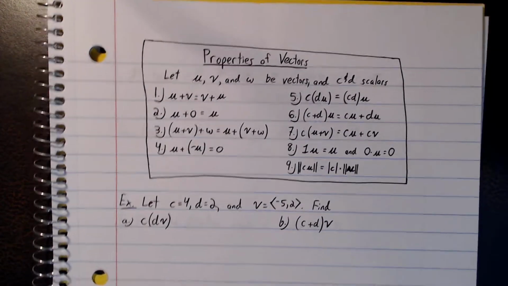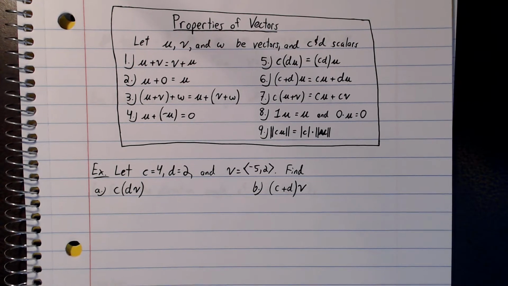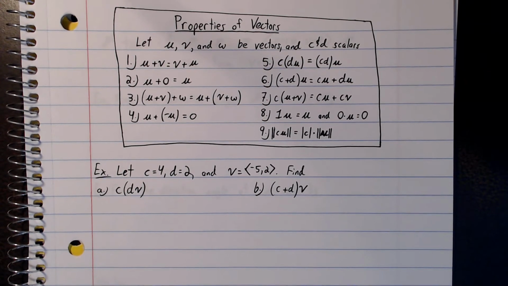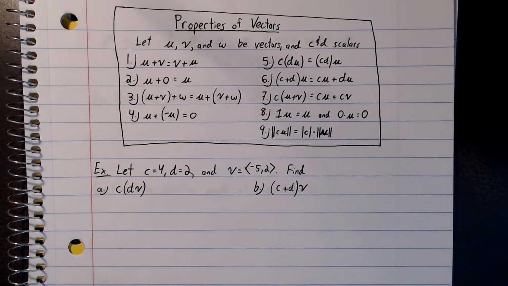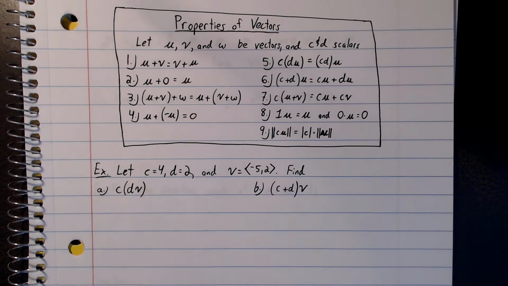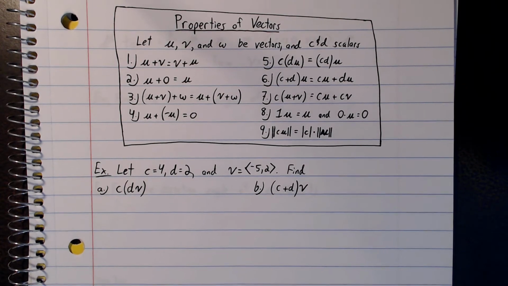So, with addition and scalars, there are properties that work pretty much the same way that they do in most math, right? Let's say that we have vectors u, v, and w, and then we have scalars c and d. These properties, which you might want to take a second to write down, we'll go over them real quick.